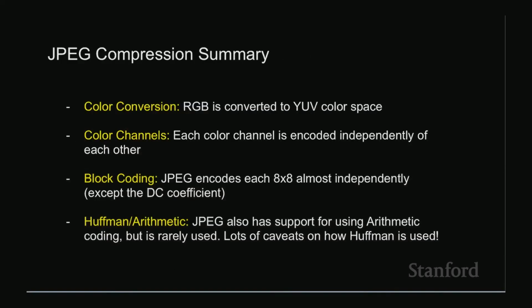And so this is really the summary for JPEG compression. The first step was color conversion, so your RGB is converted to YUV. Each color channel is encoded independently of each other, like we do YUV independent. And then we went on to do our bare bones lossy compressor. So you did block coding where JPEG encodes each 8x8 block independently. Again, this is except the DC coefficient. So be careful, the DC coefficient you do encode across blocks, but otherwise you do independent encoding of blocks. And then finally, JPEG uses Huffman, but in practice, you also have support for arithmetic coding, but it's hardly used.